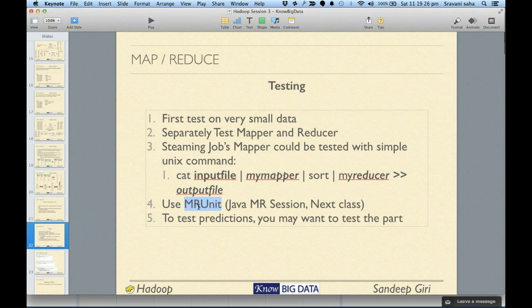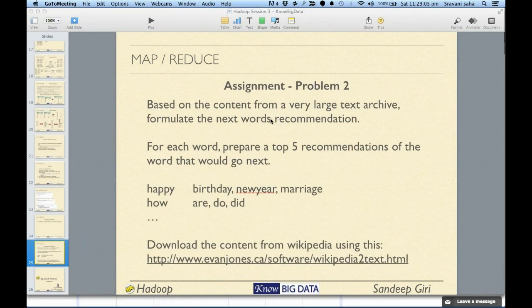If you are into Java and if you are writing your MR code in Java, then it comes. The idea is to let the future teller tell you about your past, and then you will.